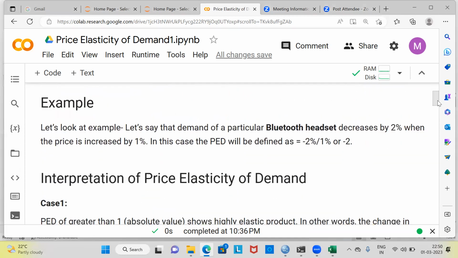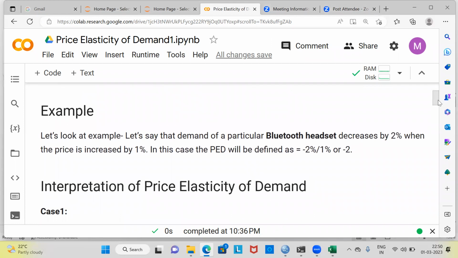Let me move to the example section. In the example section, I will be talking about a very simple instance of demand for the Bluetooth headset. We are going to talk about the demand for Bluetooth headset and are going to understand how price elasticity of demand can be comprehended using this particular product. Let's consider a hypothetical situation.